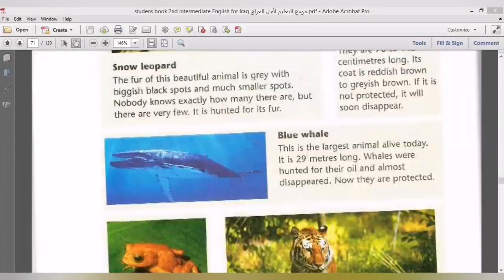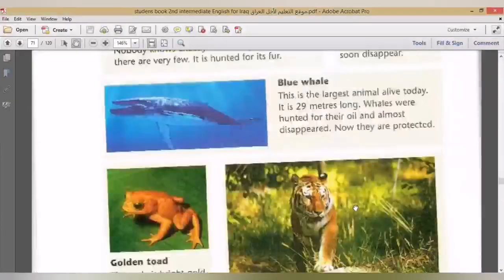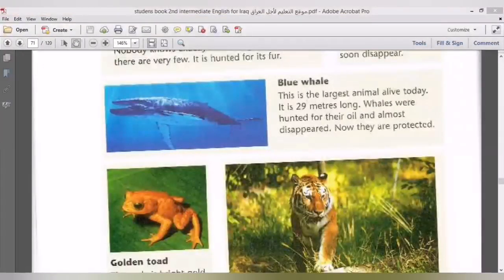So, what do we call the hair on a tiger's body? Fur, yes, exactly. And what is the part of the body under the fur? It is the skin, right? What is meant by skin? You have a skin. What is meant by skin? Yes, exactly.